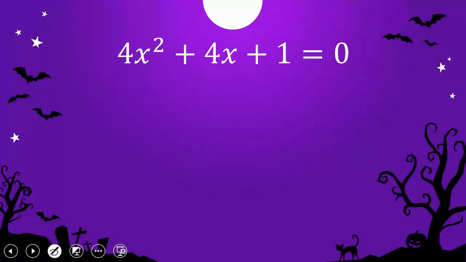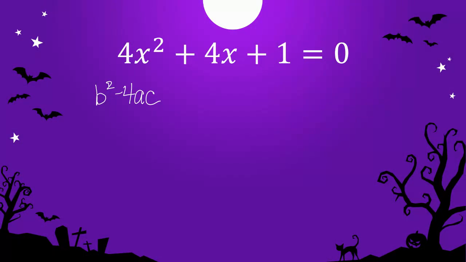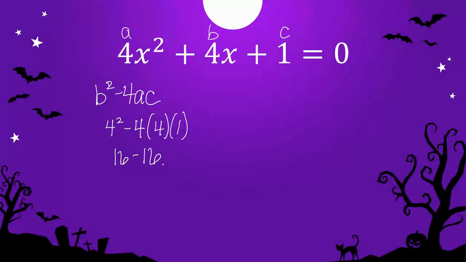Looking at this one, I would encourage you to pause the video and try to find the discriminant yourself and then compare so that you can see if you know how to do this. So I'm going to plug my a, my b, my c into the formula, and I'm going to take 4 squared minus 4 times 4 times 1. 4 squared is 16, minus 4 times 4 times 1 is also 16, and I end up with a discriminant of 0, which means there is 1 real root.